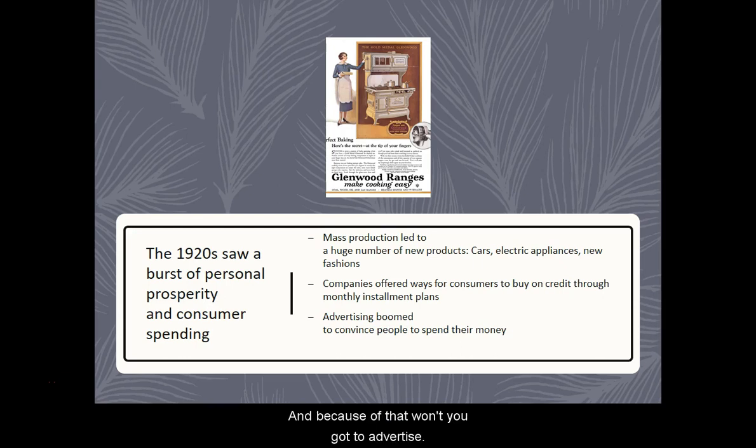And because of that, well, you got to advertise. So we see a rise in advertisement campaigns, in the newspapers, in magazines. As the radio becomes more popular, we start to hear commercials that are advertising different new products. And all of this is in an attempt to get people to really purchase these new products and spend their money, which is going to, in turn, in some ways, help the economy.